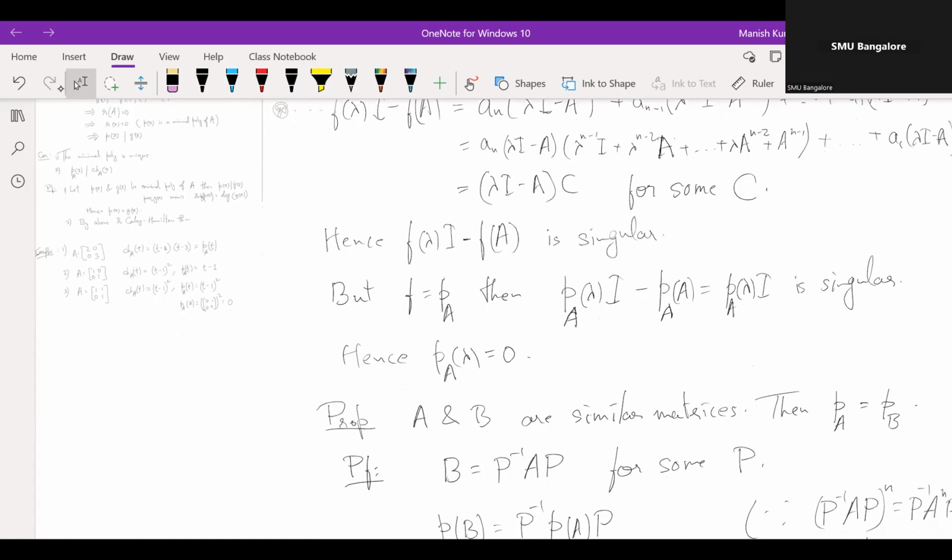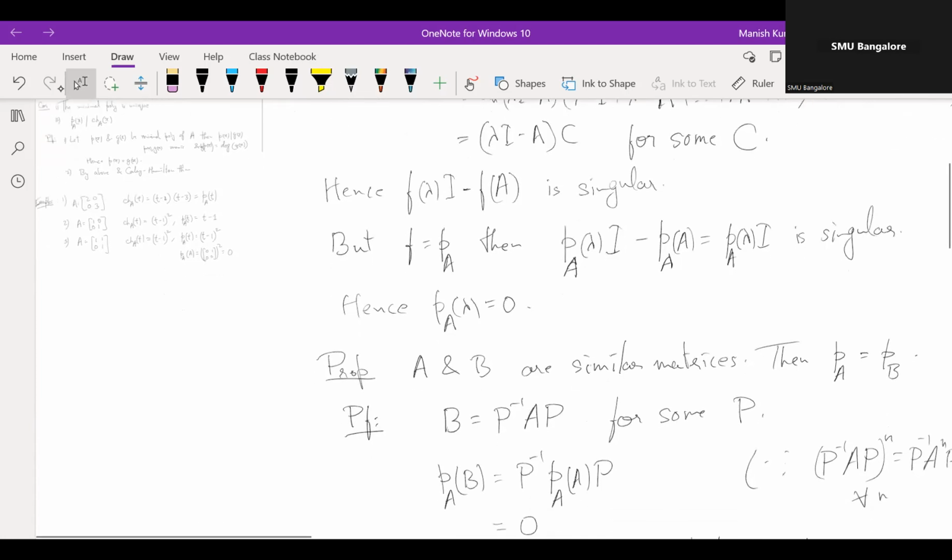Now, we saw that the characteristic polynomial only depends upon the linear map. It doesn't depend upon the choice of the basis. So you define it using a choice of a basis using this matrix, but it depends only on the linear map. That means if two matrices are similar, they have the same characteristic polynomial. The same is true for minimal polynomial as well. If A and B are similar matrices, then P_A equals P_B.